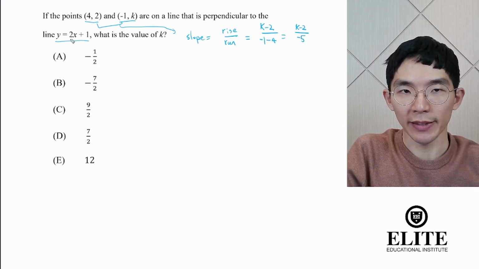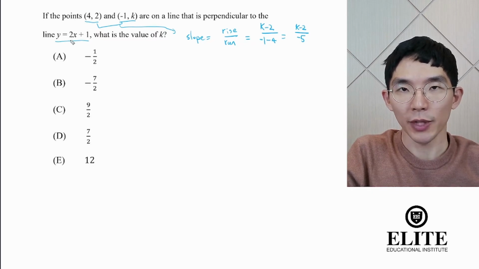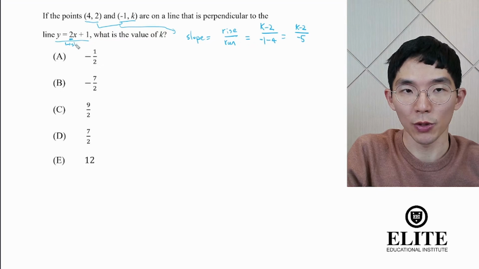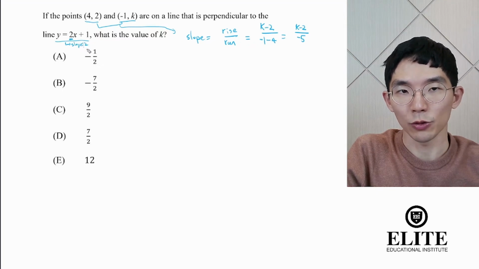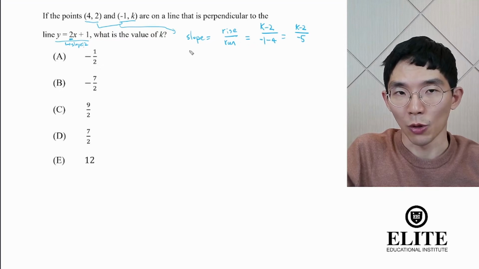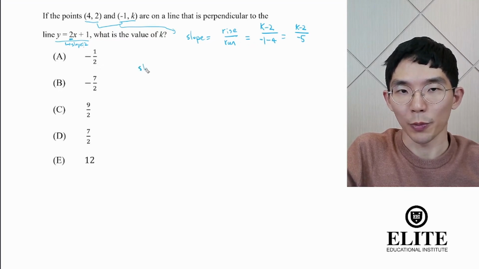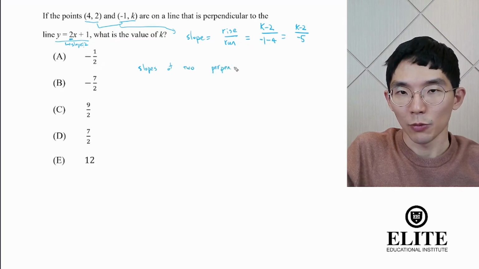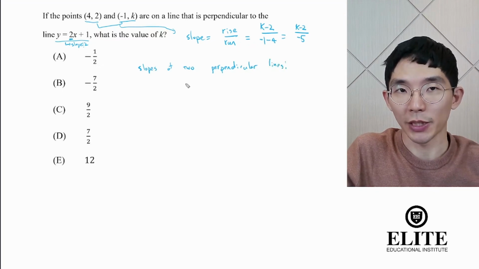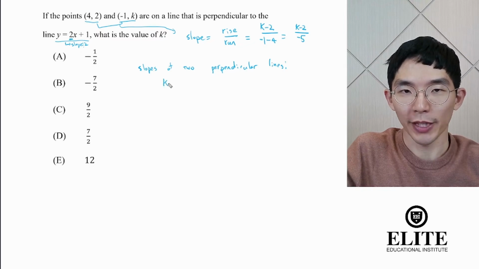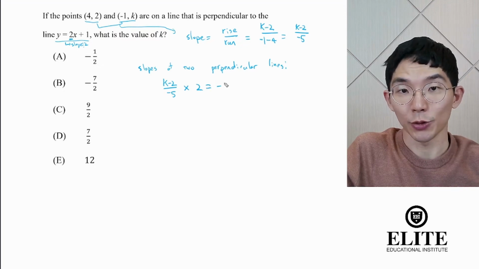And of course, that line has to be perpendicular to the line y equals 2x plus 1. What is the slope of this line? It is simply the coefficient of x, which is 2. So what do we know about the slopes of two perpendicular lines? They have to multiply to become negative 1. Therefore, we know (k minus 2) over negative 5, times 2, has to be equal to negative 1.